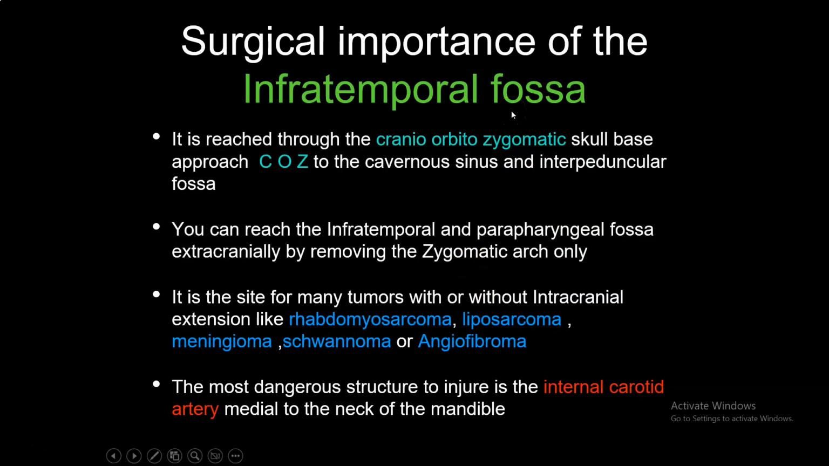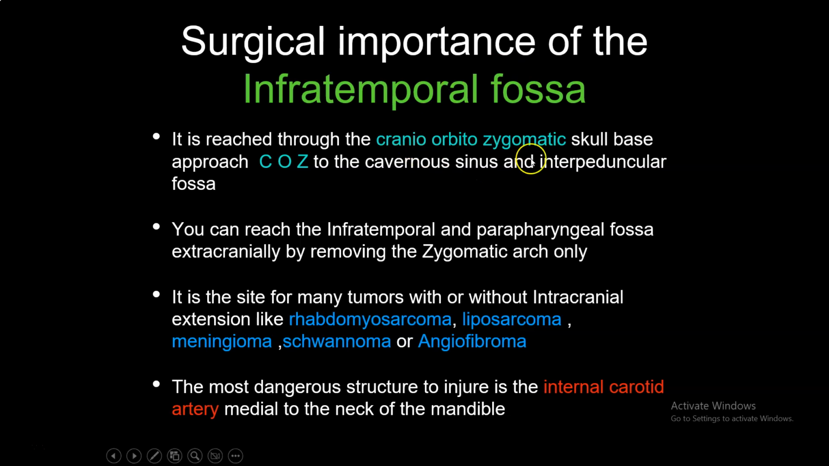We talk about first the surgical importance of the infratemporal fossa. Why are we studying all this hassle and all these details? Because you reach this fossa when you do the cranio-orbitozygomatic approach, what you call the COZ, going to the cavernous sinus and interpeduncular fossa. Cavernous sinus because you removed, you go down, and so you will find the cavernous sinus uncovered by the sphenoid ridge. It's no longer there, and you can work there. And the more you go down, removing the zygoma, the more you can see up, reaching the interpeduncular fossa.